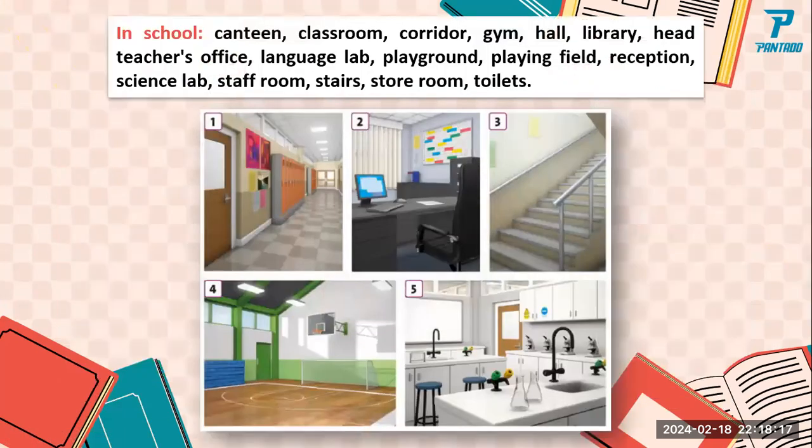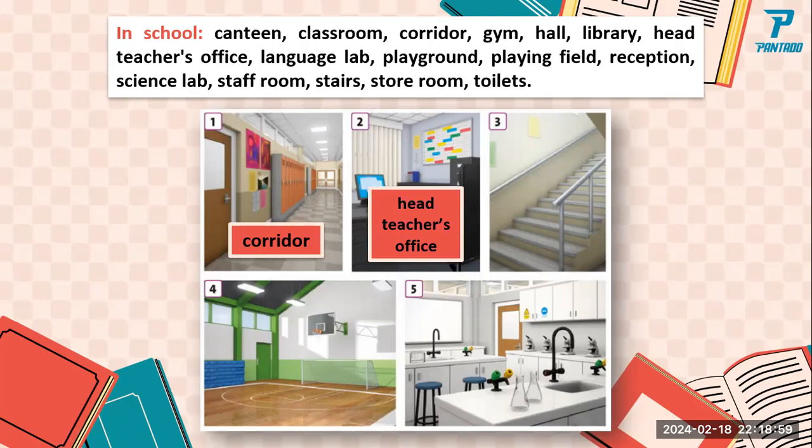Okay, so look at this. This is in school, can you please name? Number one is classroom. Number two is corridor. Number three... I think it's head teacher's office. Head teacher's office, correct.